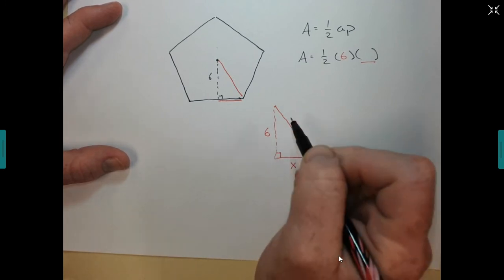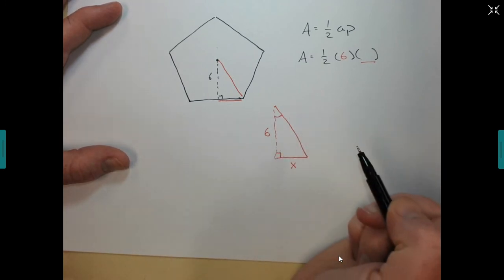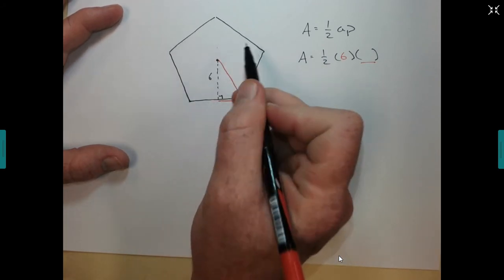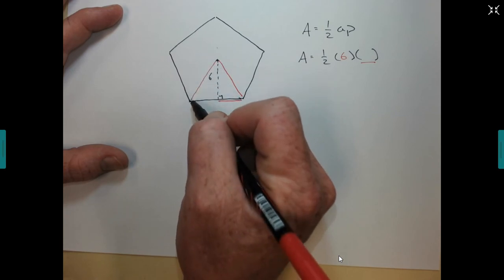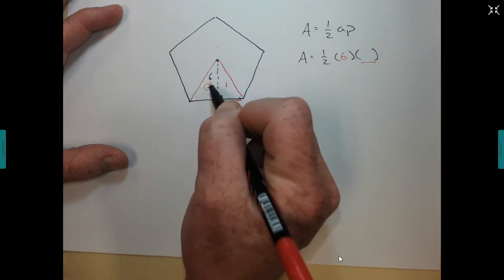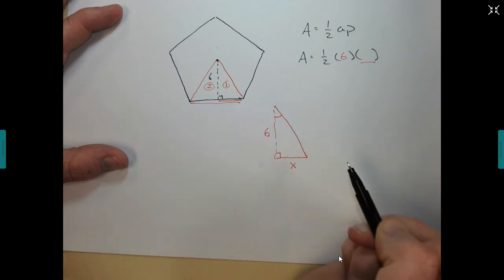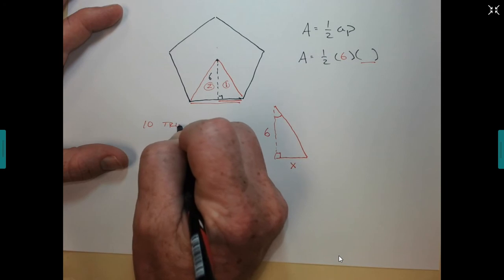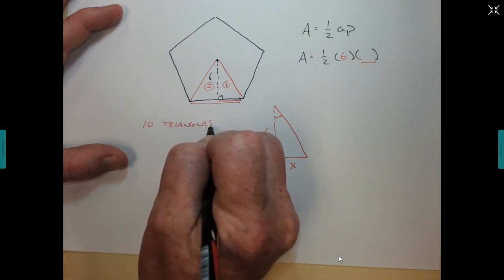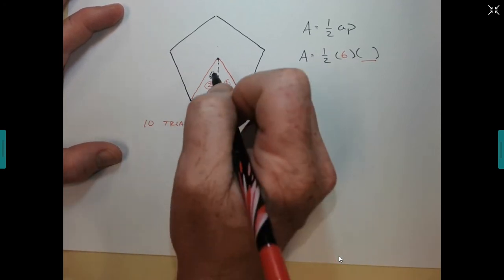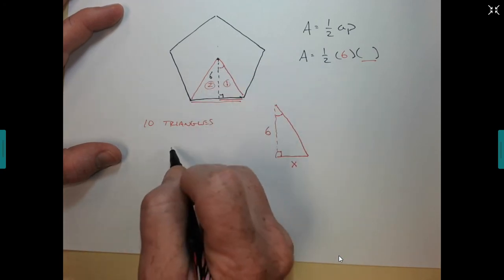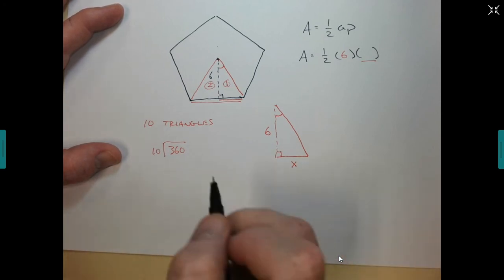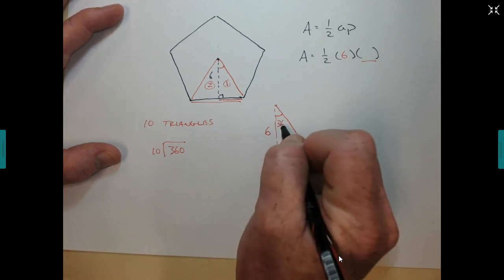Well, remember, trig's the way to go if I can find the central angle. So you've got to try and remember, how many of these triangles will there be in a pentagon? Well, there will be 2 for every side. Since there's 5 sides, there's going to be 10 of those triangles in there, which means I want to take the 360 degrees and divide it into 10 equal pieces, which means my central angle is going to be 36 degrees.